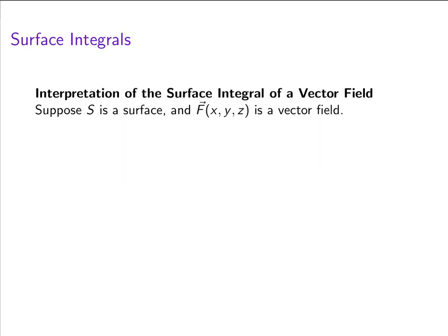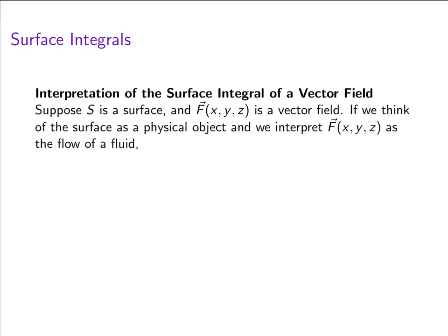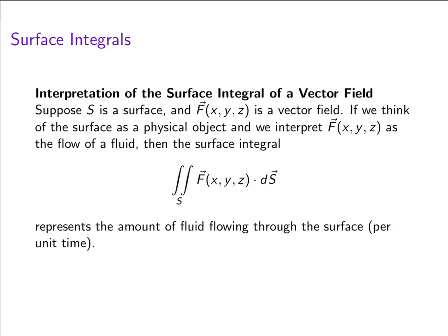Let's now talk about an interpretation of the surface integral of a vector field. Suppose that we have a surface and f is a vector field. We're going to think of the surface as a physical object, and we'll interpret the field as the flow of a fluid, like water flowing around. Then this surface integral of the vector field represents the amount of fluid flowing through the surface per unit time. There's a word for this. It's called the flux of the fluid through the surface.